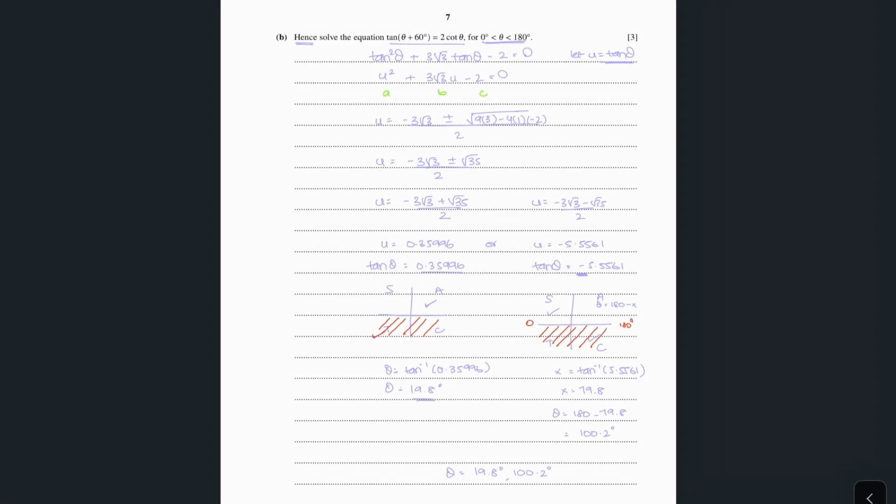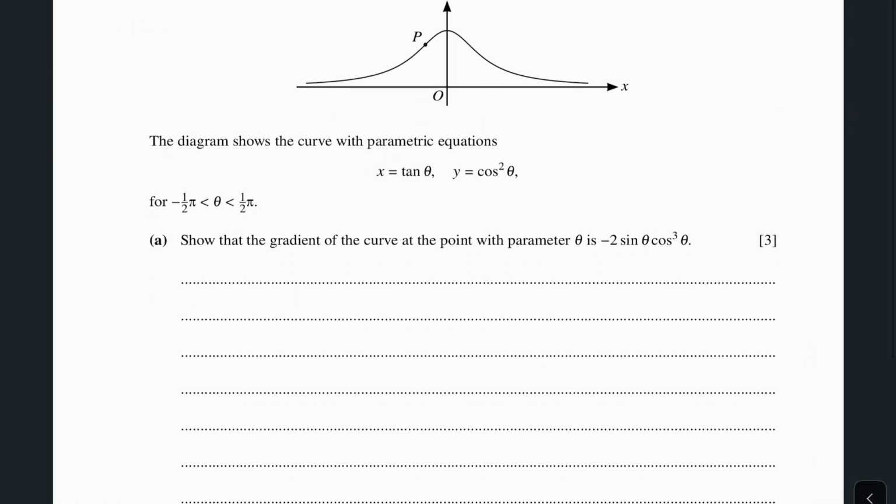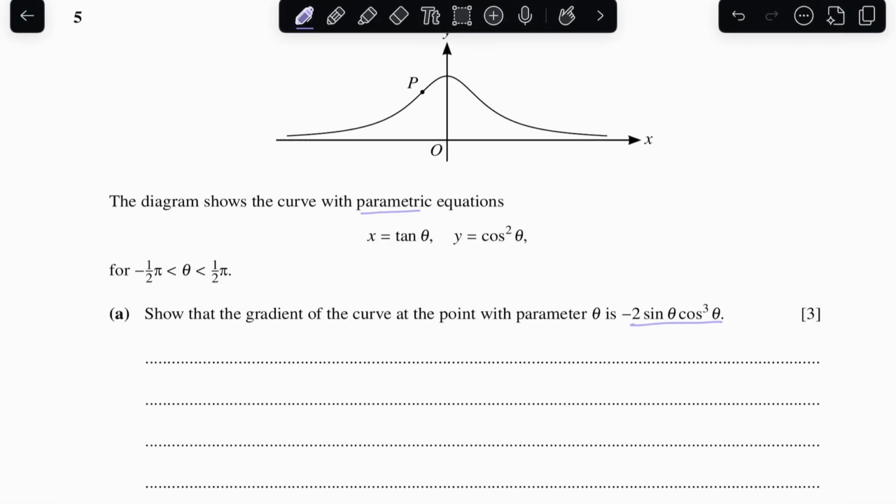Moving on to question 4, we have this question. The diagram shows the curve with parametric equations for minus half pi to half pi, where x is equal to tan theta and y is equal to cos square theta. And in part A, we're supposed to show that the gradient of the curve at the point with parameter theta is this. As I'm sure by now, we all know that gradient means dy over dx.